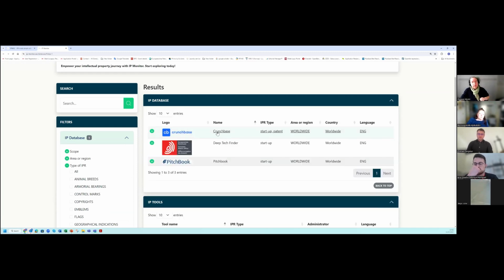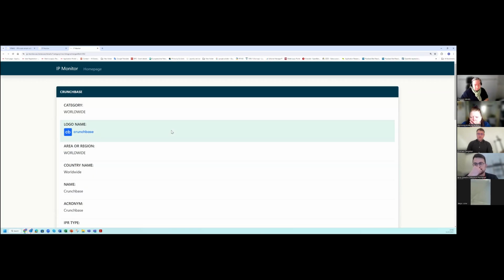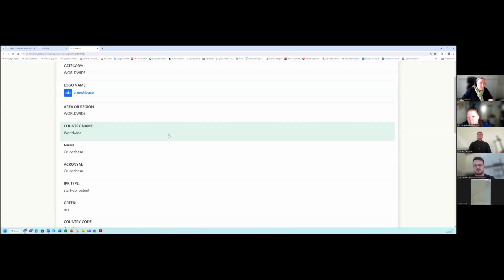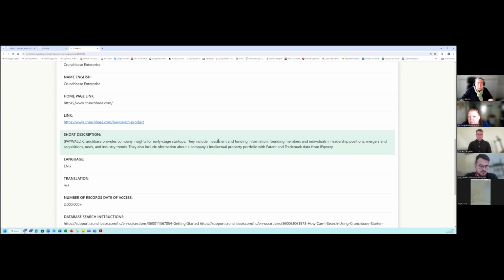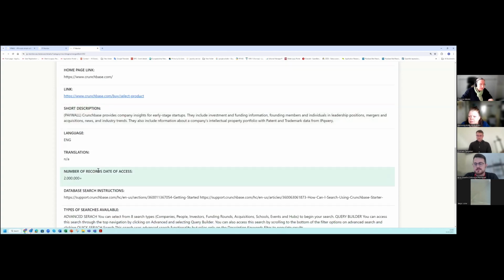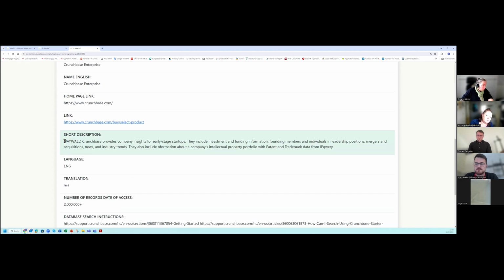Here we go. Okay, so these would be databases that are related to startups. But why did we put them here? The database also includes, other than the funding information, members, individuals in leadership positions, mergers, acquisitions, but also information about the company's IPs, right? And you can see the number of records here, quite large, over 2 million, right? But it is a paywall tool, meaning it is a payable tool.